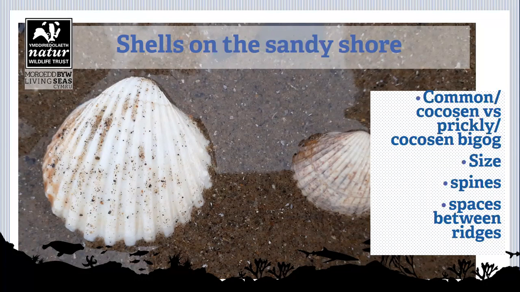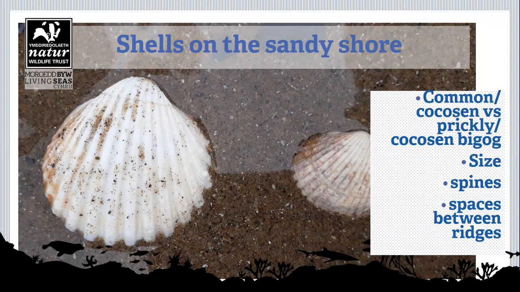The common cockle lives within the top 5 centimetres of sediment. It never gets to the size of the prickly cockle, which is the one on the left. Prickly cockles have spines from about halfway down on the top of their ridge all the way to the outer edge of their ridge. Even if they're worn away, sometimes you can see the base of the spine as little dots on the edges of the ridges.